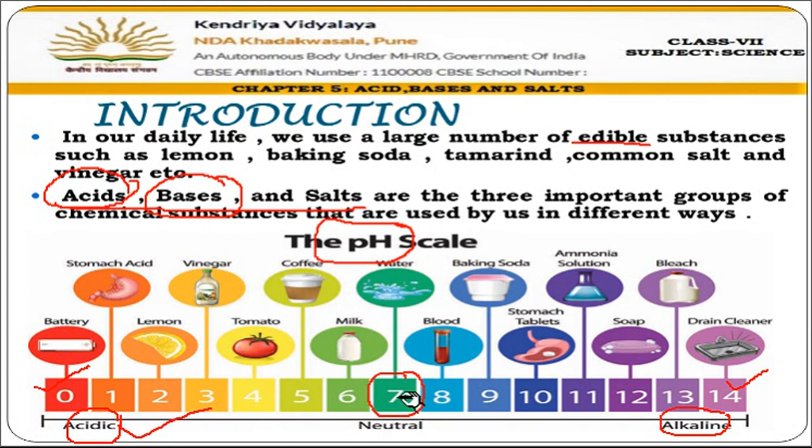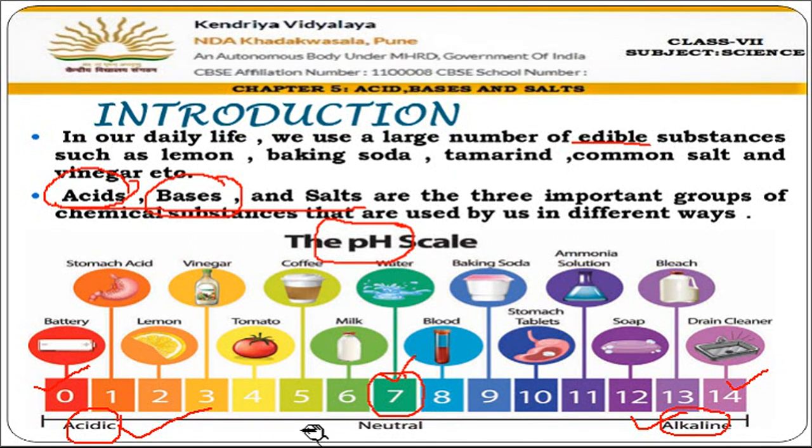Then 7 is neutral. Neutral means neither acidic nor basic, and one example of it is water. We all know that water has no taste. It is neutral, that's why we use water for drinking, and its pH value is 7. You can see here soap; what is the pH value given here? 12. That means it comes under which category now? Alkaline, that means bases.